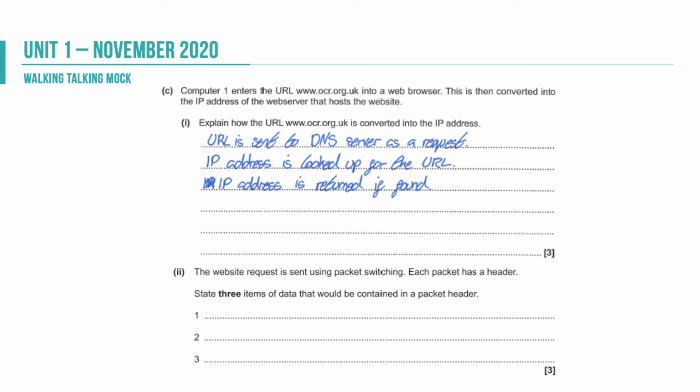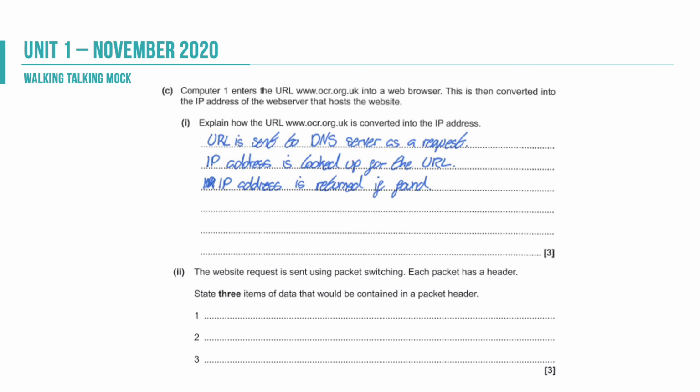Again, I'm laying my answer out in a very specific way. I'm laying this out with 3 lines, 1 mark per line. The URL is sent to the DNS server as a request. The IP address is looked up for the URL, and then the IP address is returned if found. That is going to get you your 3 marks. You could also have a line there about what would happen if the address is not found, but for me, those are the easy, straightforward 3.